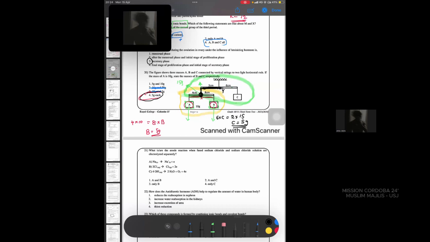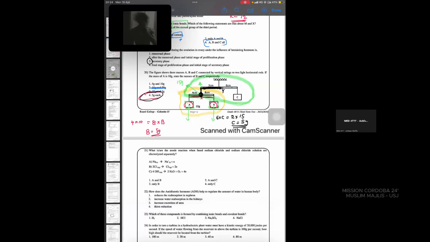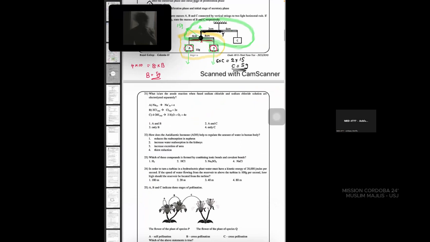Next one. What is the anodic reaction when fused sodium chloride and sodium chloride solution are electrolyzed separately?